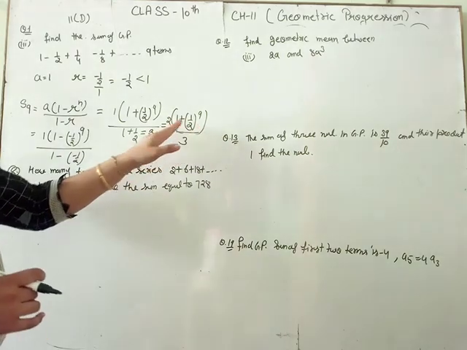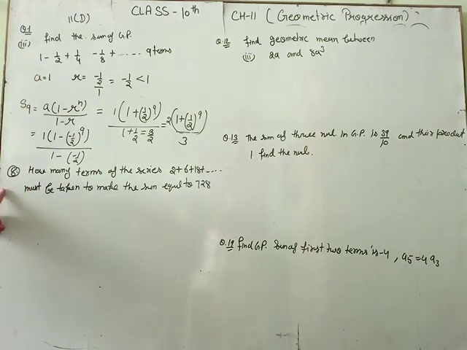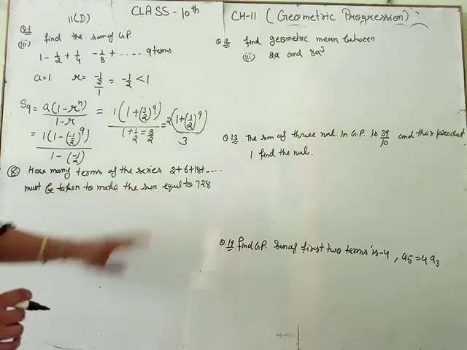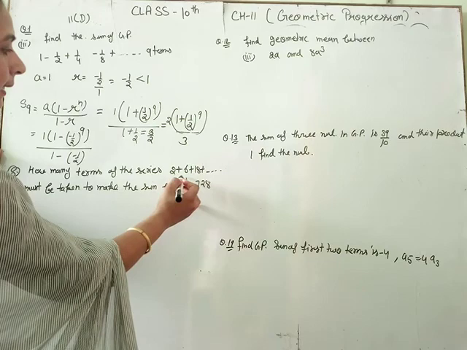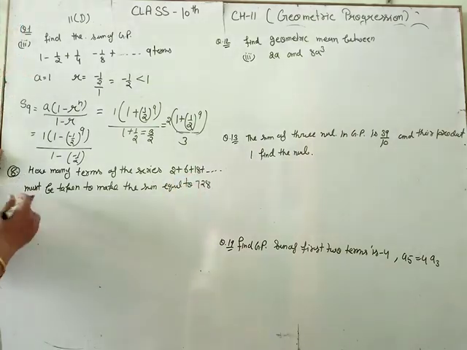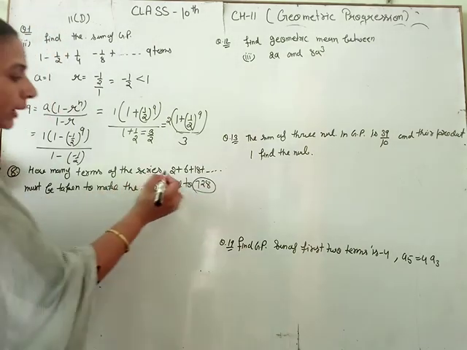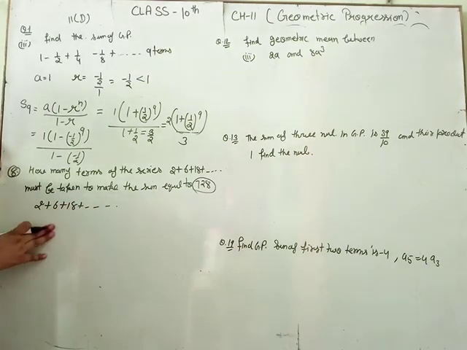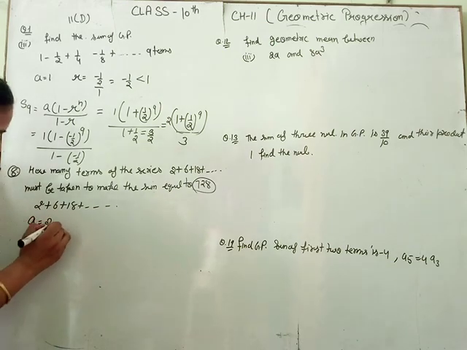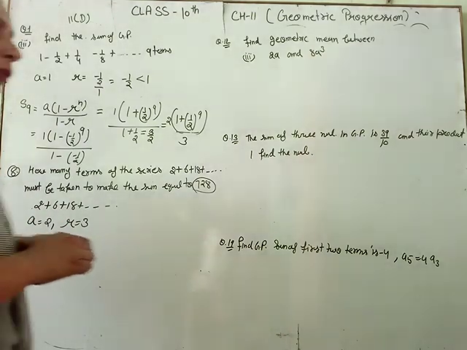If you solve this, then you find the value by computing 2 raised to the power 9. Okay. Next is question number 8. How many terms of the series 2 plus 6 plus 18 must be taken to make the sum equal to 728? This is a GP, the first term is 2 and R equals 6 by 2, which is 3.